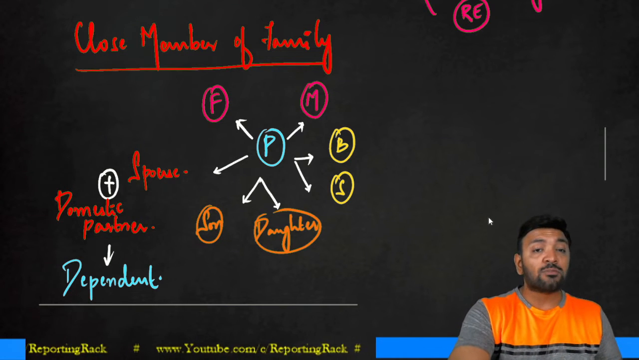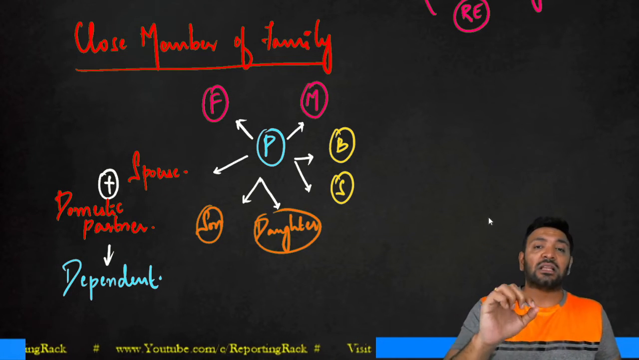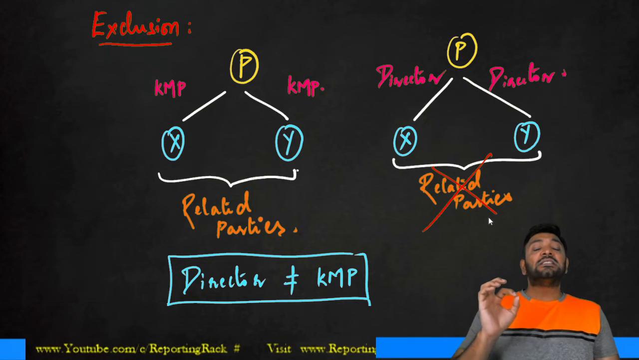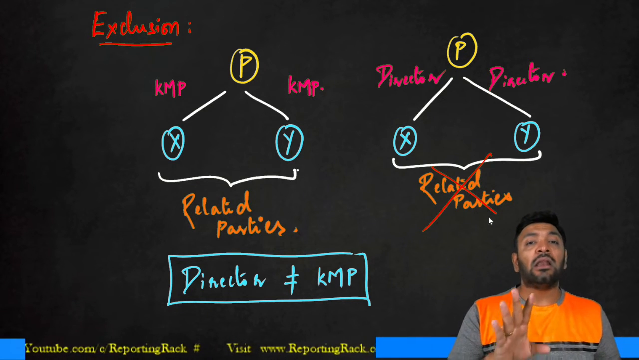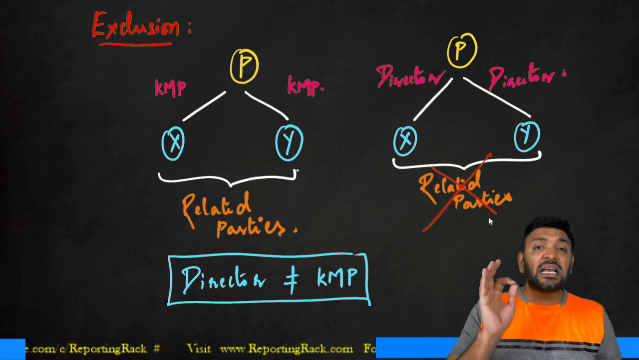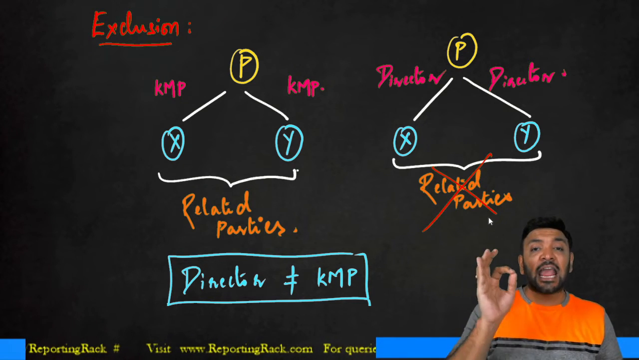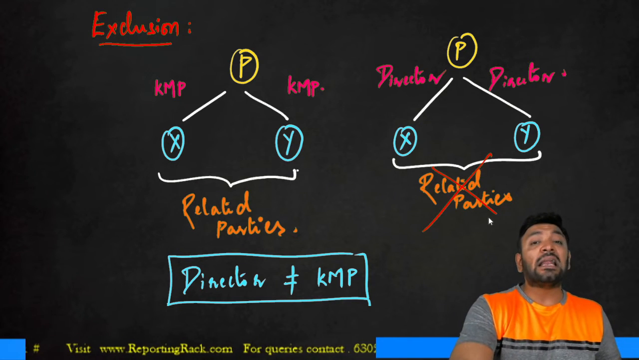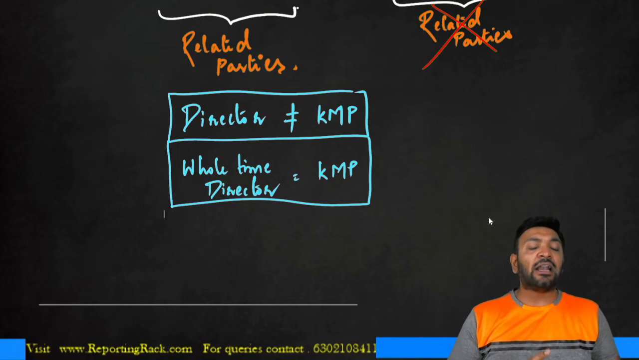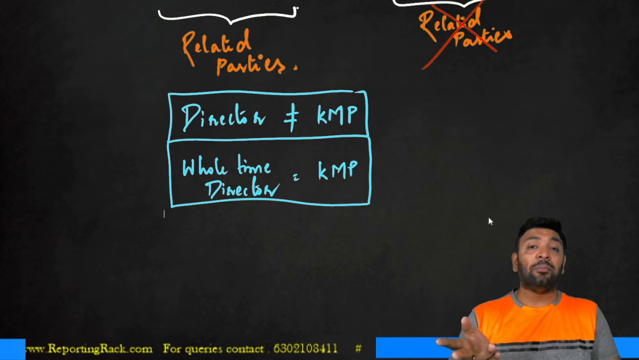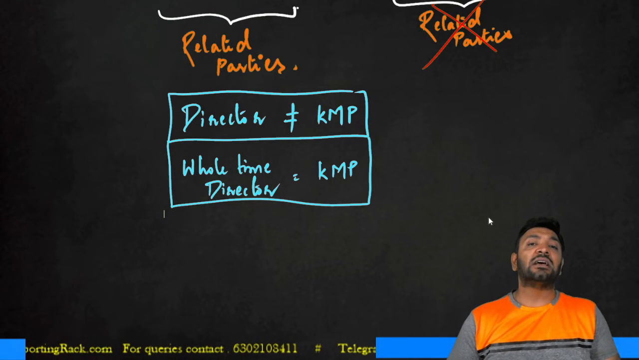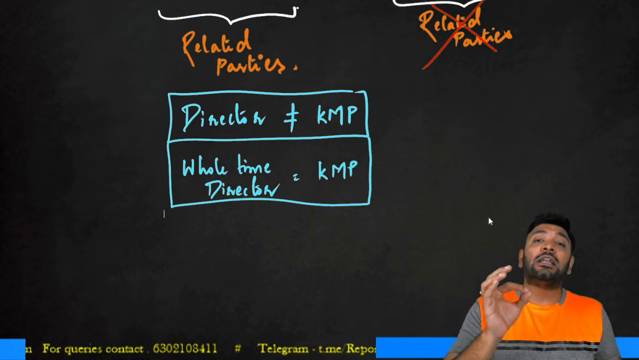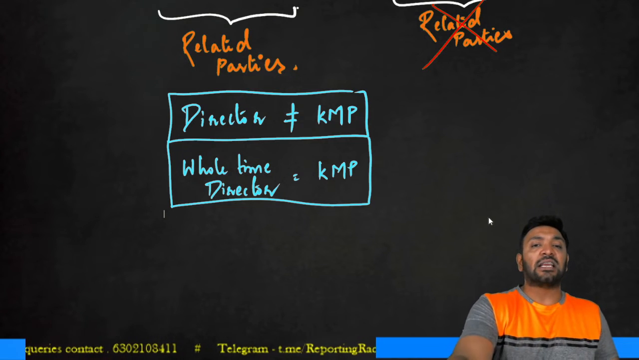I've seen the definition of close member. I've seen the new addition besides spouse that they have done. But if I look at the exclusion, it is a very important exclusion. Just because two enterprises have a director in common does not make them related parties. Such a director, if he is considered as a KMP in both the enterprises, then only these enterprises are considered to be related. A director need not be a KMP. He could be an independent director, or he may not be a whole-time director. They are not considered as key management personnel. To be called a key management personnel, only such directors who are in whole-time employment with the company should be considered as KMP. Clear?